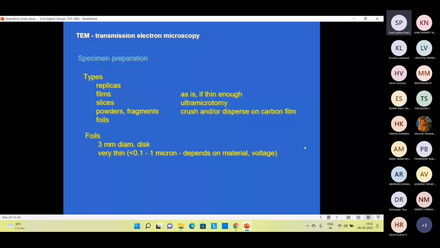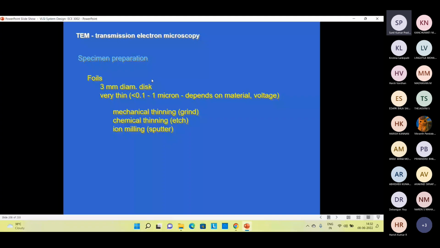The foils we generally consider are a 3 millimeter diameter disc and very, very thin, around 0.1 micron, depending upon the material and voltage. The specimen preparation for this foil is made by mechanical thinning, which we call grinding, or chemical etching or thinning, which we call the etching process, and ion milling, which we also call sputtering.